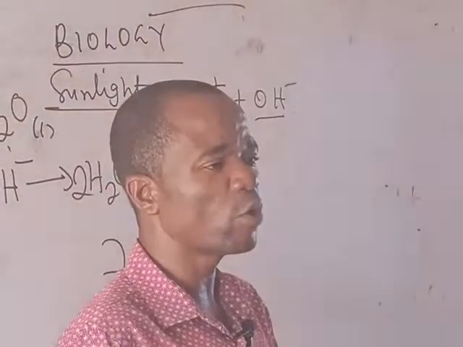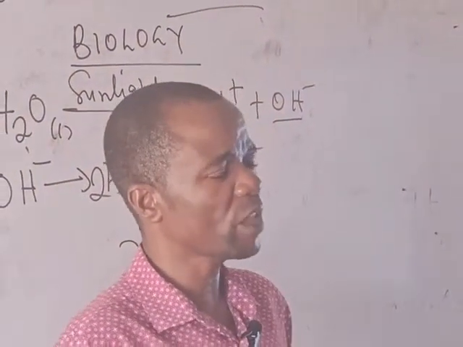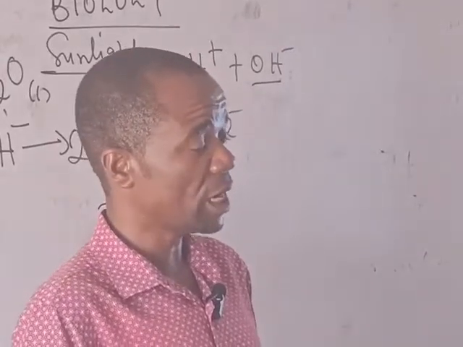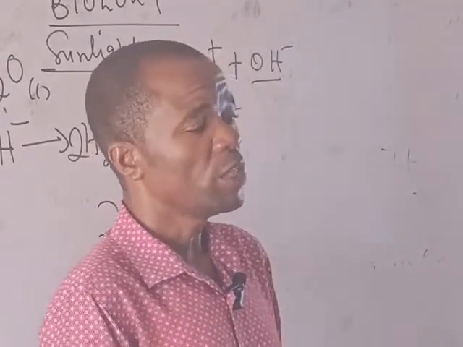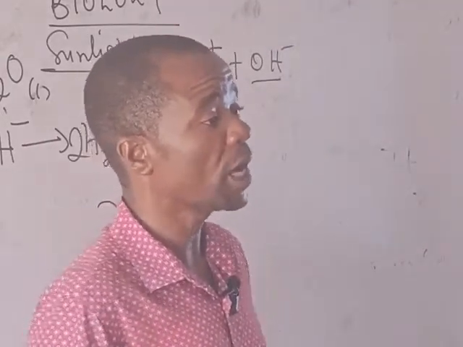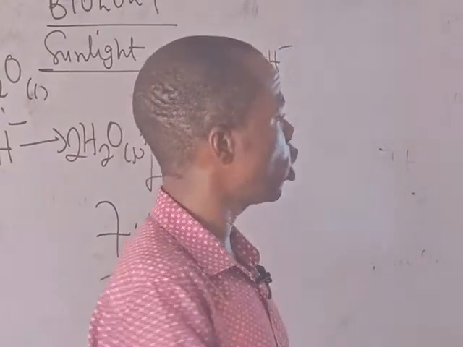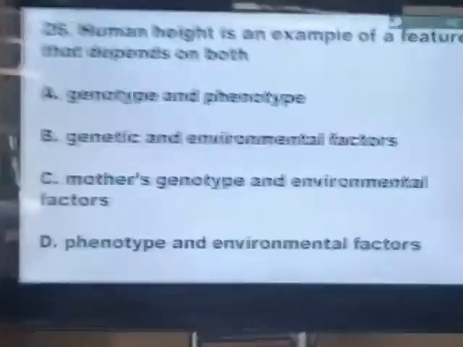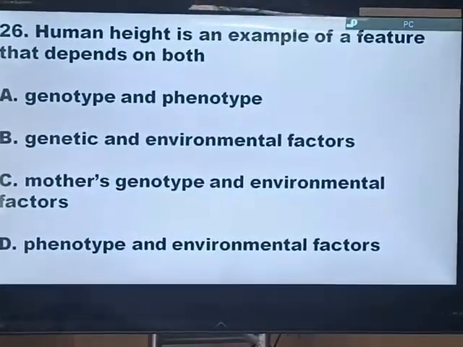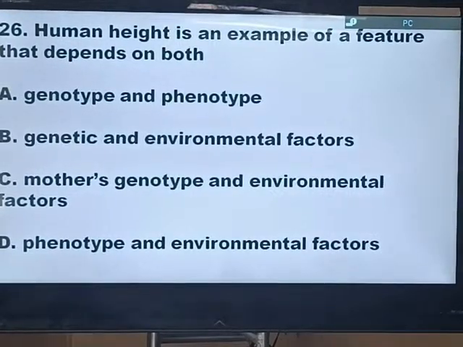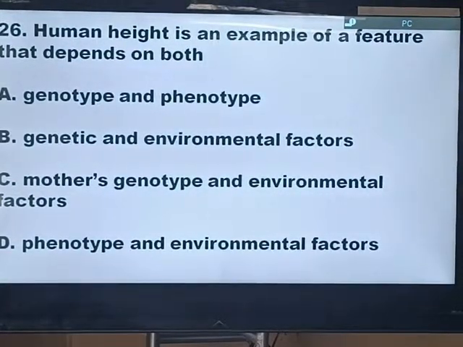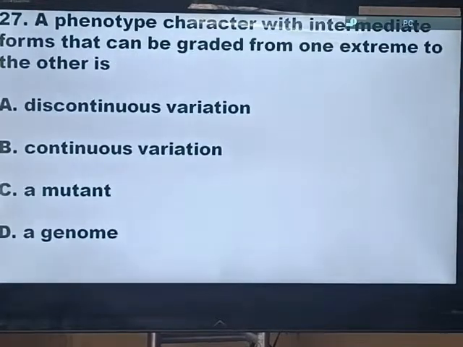what can be partly responsible for that is environmental factor. Environmental factor has to do with even diet, the kind of food a person eats. Maybe the person is free from disease and infection and so on and so forth. So the correct answer here would be option B, genetic and environmental factor. So for number 26, the correct answer is B, genetic and environmental factor. Let's go to number 27.